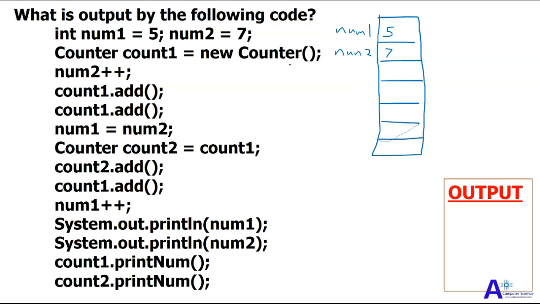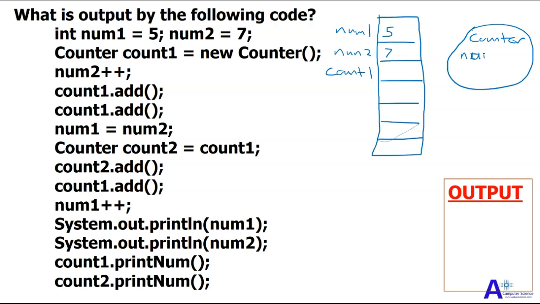For my next line of code then, we're creating an actual counter object, counter count1 gets new counter. What it's going to do is, again, it'll go to these memory slots. It's going to name one of them count1, but it's not actually going to store the counter object in this slot here. What it's going to do is it's going to create the counter object off in the memory heap.